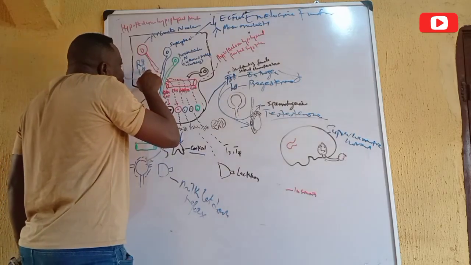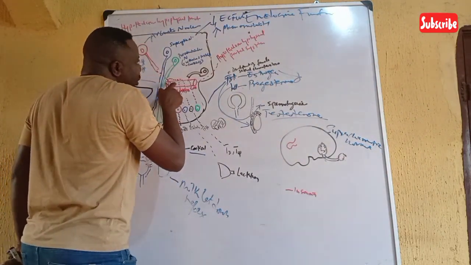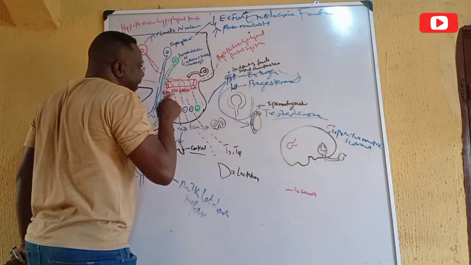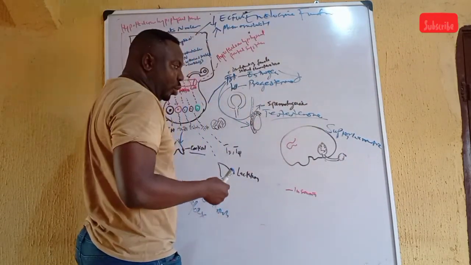And then the arcuate nucleus releases its hormone via a portal system that is known as the hypothalamo-hypophyseal portal system. Now, another nucleus we'll talk about is the suprachiasmatic nucleus.